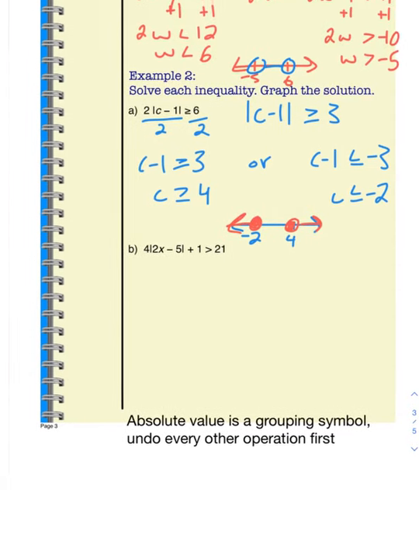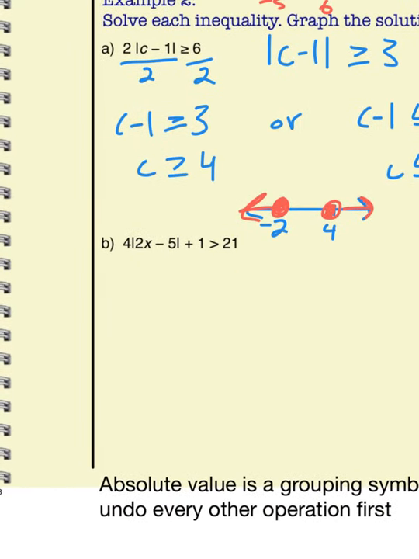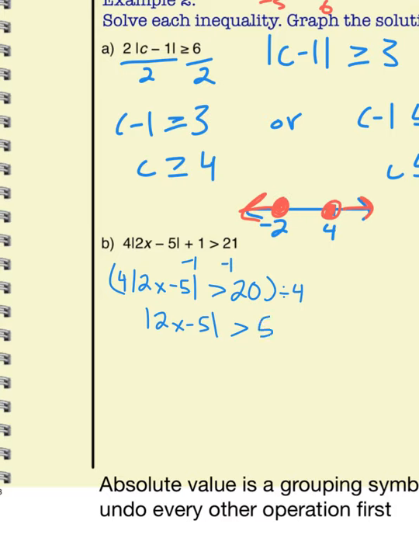All right, part B has a couple of things we have to undo first. First thing we want to do is get rid of this 1. I'll rewrite it. 4 times the absolute value of 2x minus 5 is greater than 20. Next, we want to divide by 4. So now I have the absolute value of 2x minus 5 is greater than 20 divided by 4, which is 5. This is, again, a "great OR" inequality.